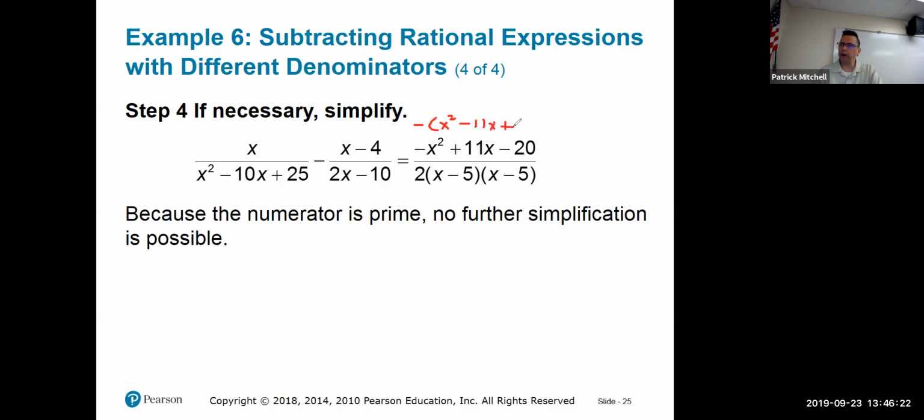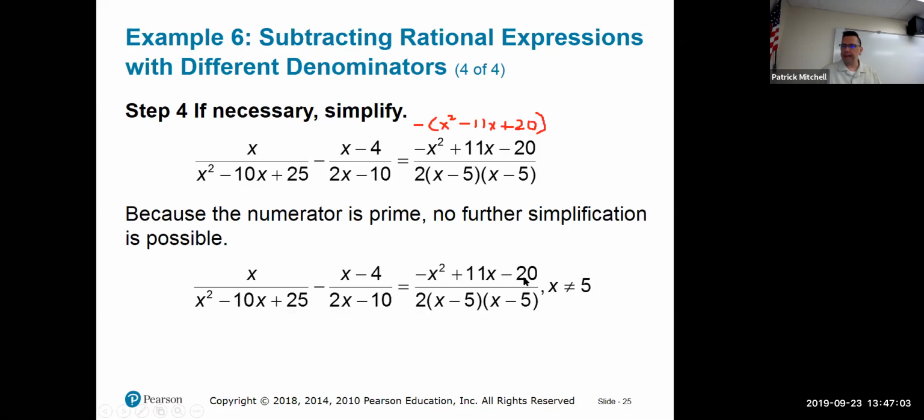So the way that I would normally try to factor a trinomial like that is find two numbers that add up to negative 11 and multiply to 20. And I can't think of any two numbers that do that. All right, 1 and 20 doesn't work. 2 and 10 doesn't work. It's close. I can get negative 12. I can't get negative 11. And 4 and 5 doesn't work. That would give me minus 9x. So because I can't factor this numerator at all, this expression is already in simplest form.